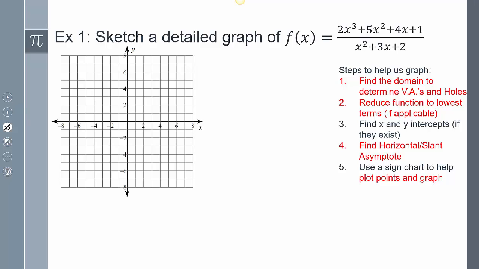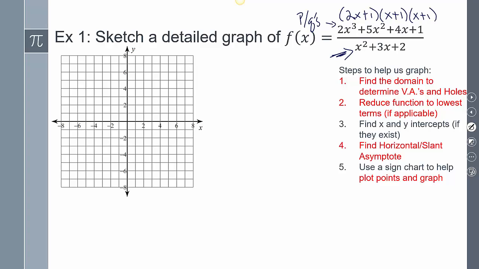So the first one asks us to find the domain to determine our vertical asymptotes and our holes. To do that, we're going to have to factor both the numerator and the denominator here. To factor the numerator, we're going to have to do our p's over q's. To save time, my function is going to factor into 2x plus 1 times x plus 1 times x plus 1. The denominator is going to factor into x plus 2 times x plus 1.